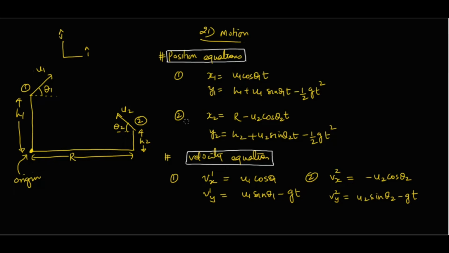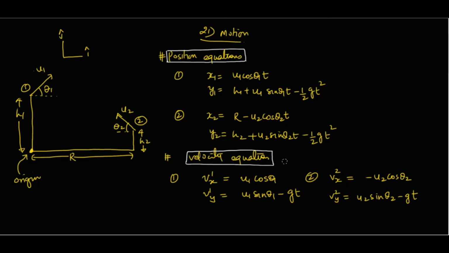And similarly we can write the position equation for particle 2. x2 will be r. This is positive r because it's initially at a distance of r in the positive direction, and minus u2 cos theta 2 t, and again y2 is going to be h2 plus u2 sin theta 2 t minus half gt square. So I hope the whole position equation is clear.